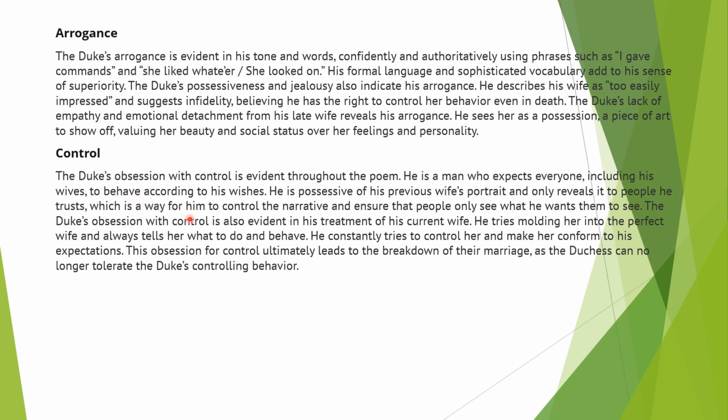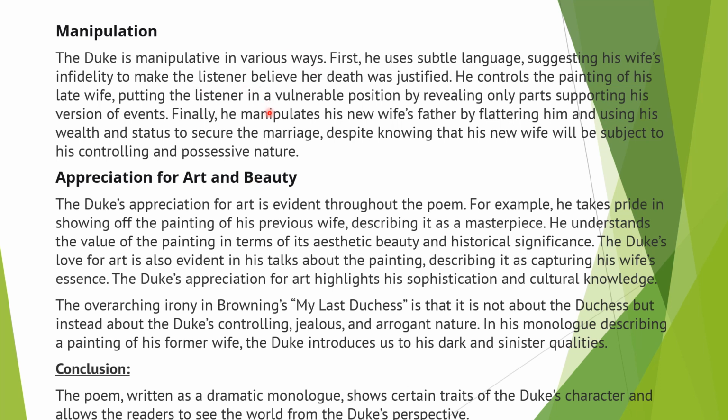Then control. He likes to control and he wants his wife to be in his total control. She should be happy only in his presence, not in everybody's presence. So this obsession for control ultimately leads to the breakdown of their marriage, as the Duchess can no longer tolerate the Duke's controlling behavior. She doesn't stop her behavior, so he goes to the extent of killing her. Then manipulation: how he manipulates things, the way he talks, is also manipulative.